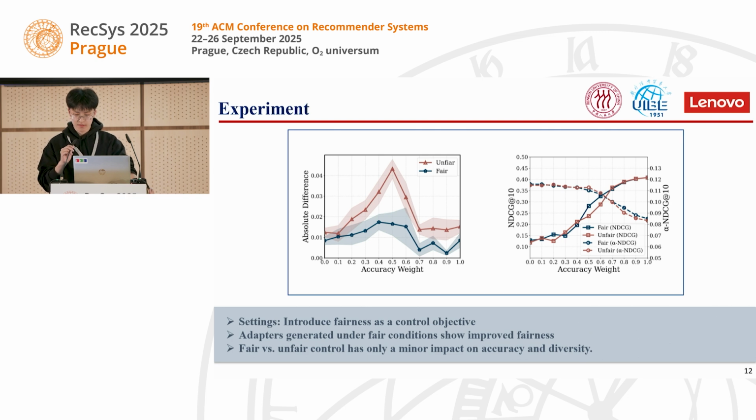Paragon's ability extends beyond just accuracy and diversity. We introduced fairness as a third control objective. The results show that when we give the fire command, the model's fairness is significantly better than that with the unfire command, without hurting the other metrics. This demonstrates the scalability of Paragon to more complex, multi-objective scenarios.